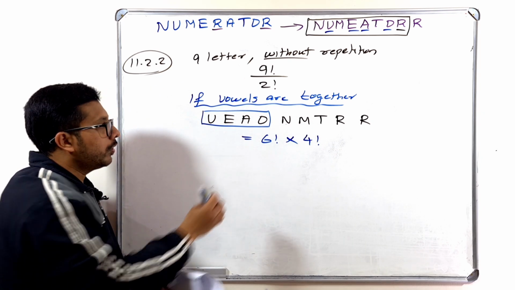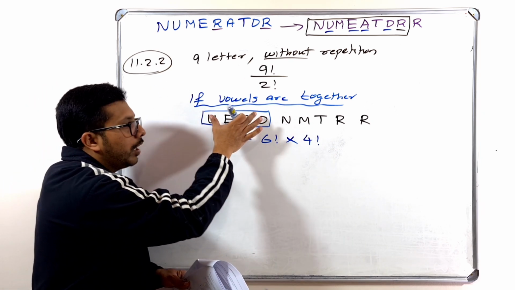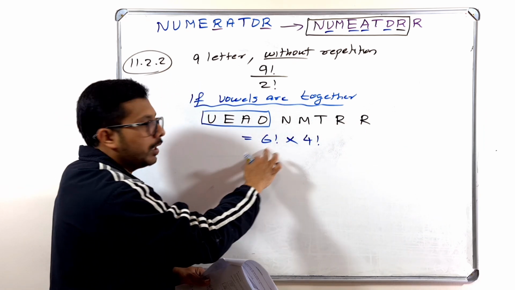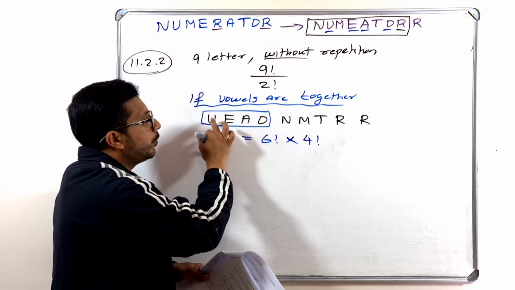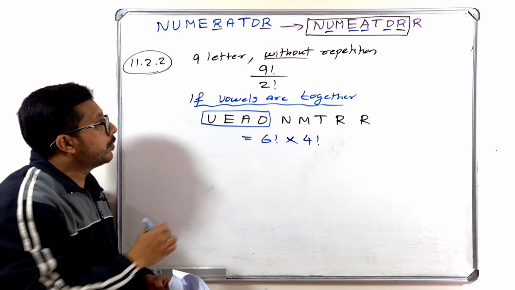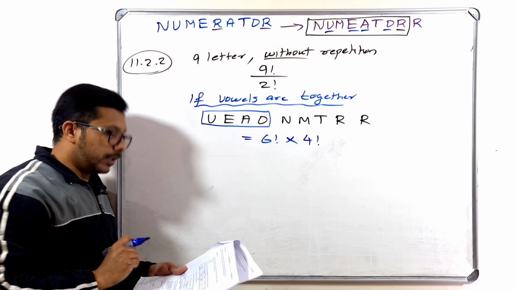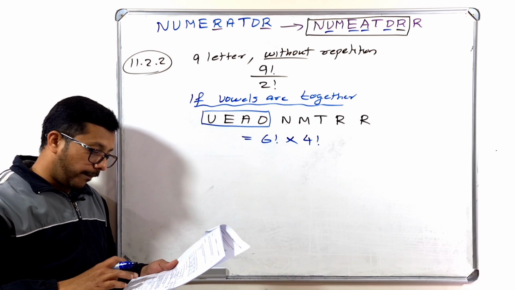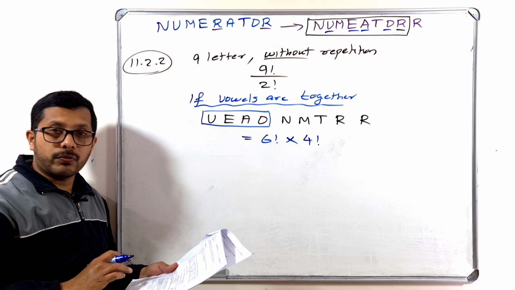Okay, listen once more. This one is 1. Okay, 1, 2, 3, 4, 5, 6. That is 6 factorial. Okay, times inside the group how many? 4. That means 4 factorial. Okay, so if vowels are together, then how many different possibilities? 6 factorial times 4 factorial.